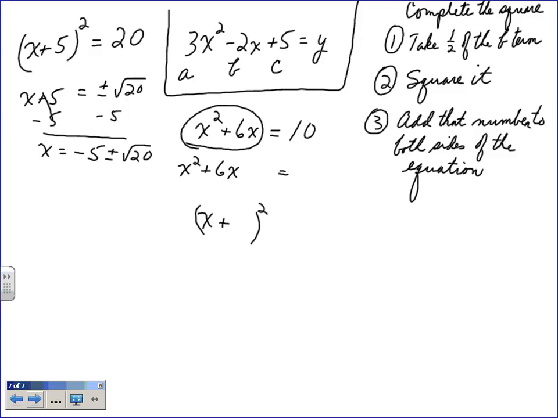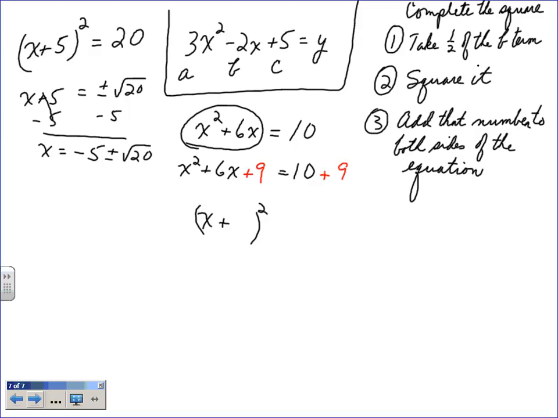This is a little bit involved. It's going to take us a couple days to get through this. All right, so let's see what we do. Half of the b term, step 1. We said that was 3, correct? Square it. 9. The third thing we do is we add that number, 9, here, and here. We add that number to both sides of the equation. We can do that, right? You can add the same number to both sides of an equation, or subtract it, right?